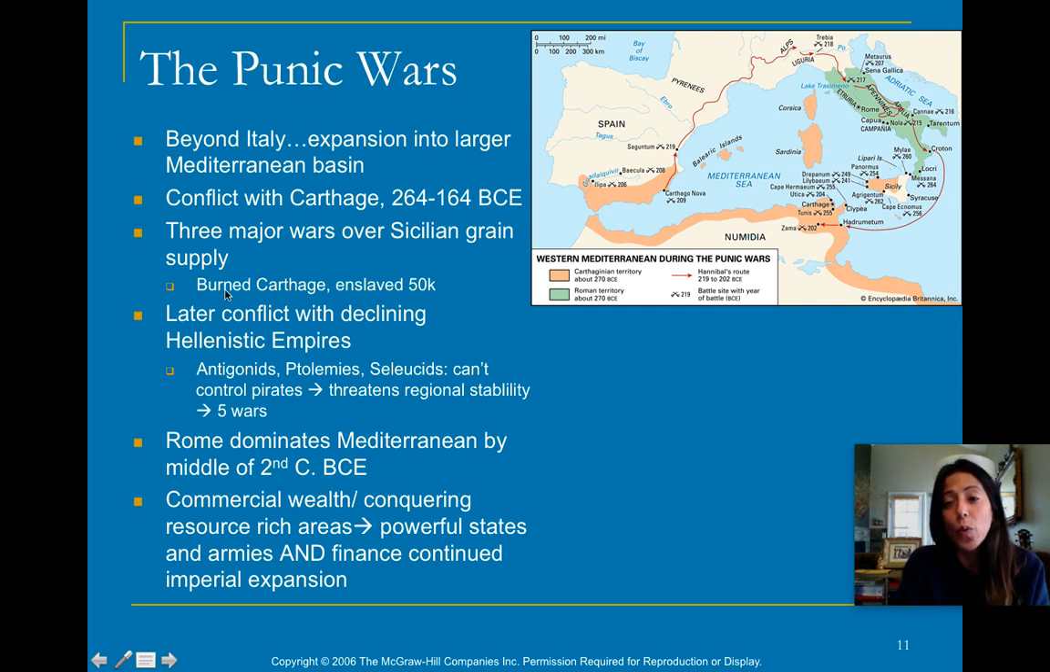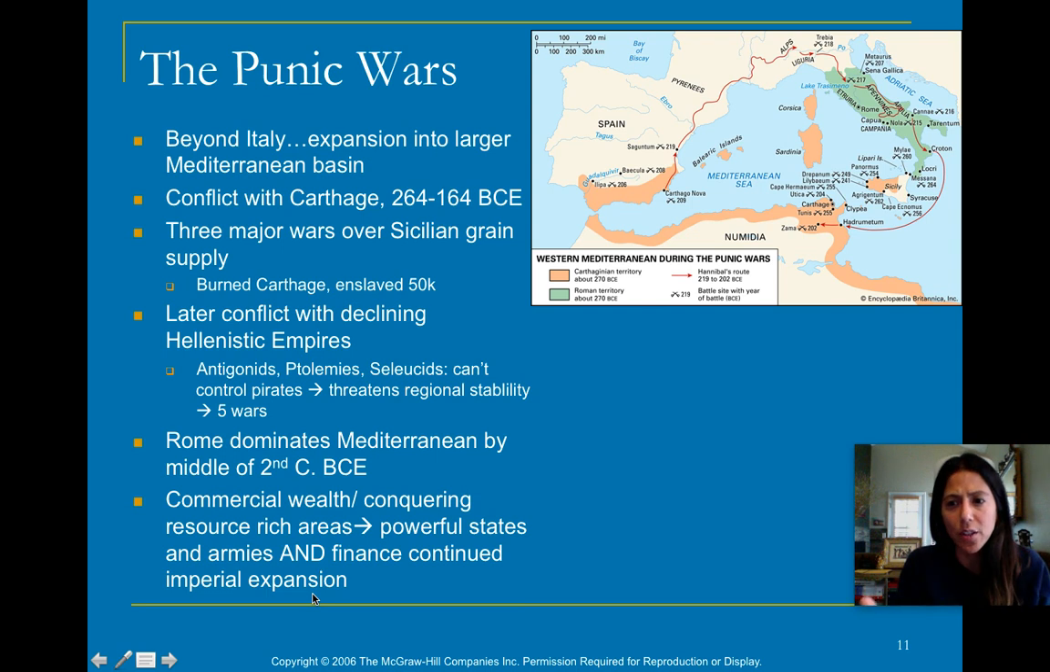So when the Romans eventually do enter Carthage the third time, they burn Carthage to the ground. They enslave over 50,000 people. So this is not a nice confrontation. However, now that they have all of the resources that Carthage has, all of the metallurgy that Carthage has, they now have the ability to build more powerful armies and continue even further imperial expansion.